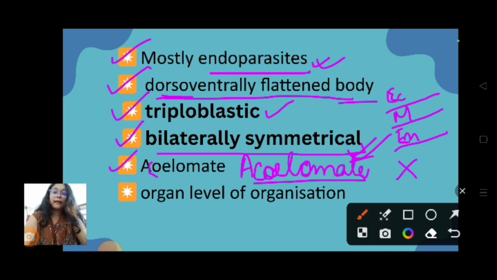Okay, then the next point, it is saying they have organ level of organization. So we have already discussed the 4 levels of organization. We have cellular level, tissue level, organ level, and organ system level of organization. So this one falls under the 3rd level, that is organ level of organization. They do not have any kind of organ system. Is it clear?